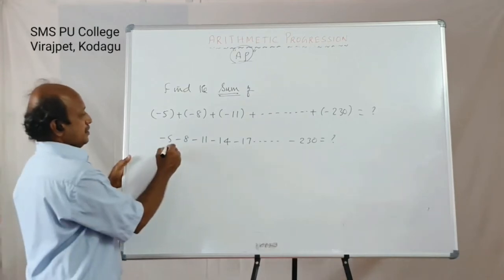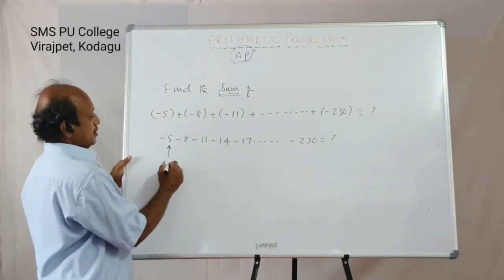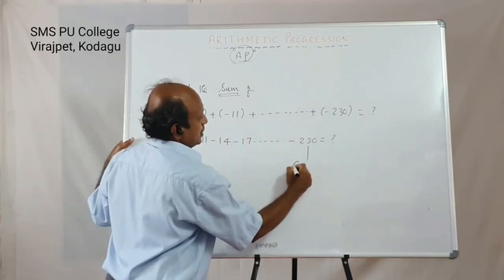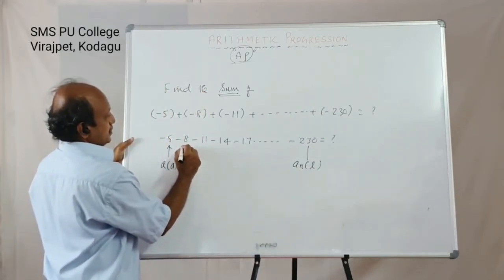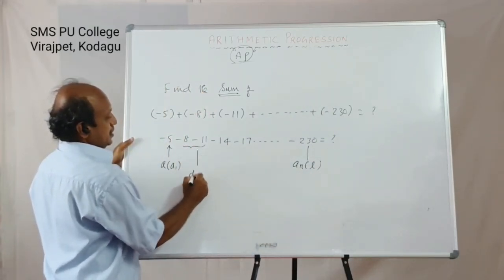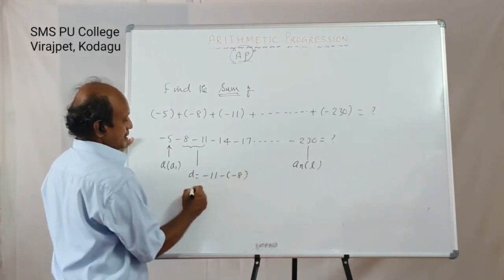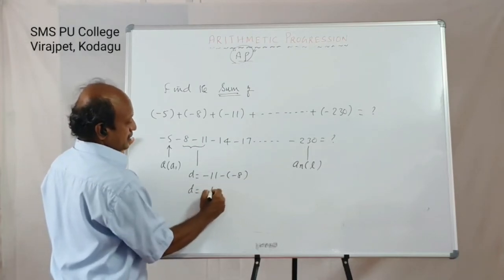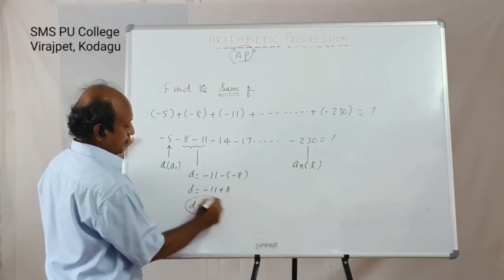Here the first term is given. What is the first term? The first term is a or a1, anything you can call it. The last term is either an or l. Here, what is the difference? Just for a change, let us take d is equal to minus 11 minus of minus 8. Therefore, what is the value of d? The value of d is minus 3.